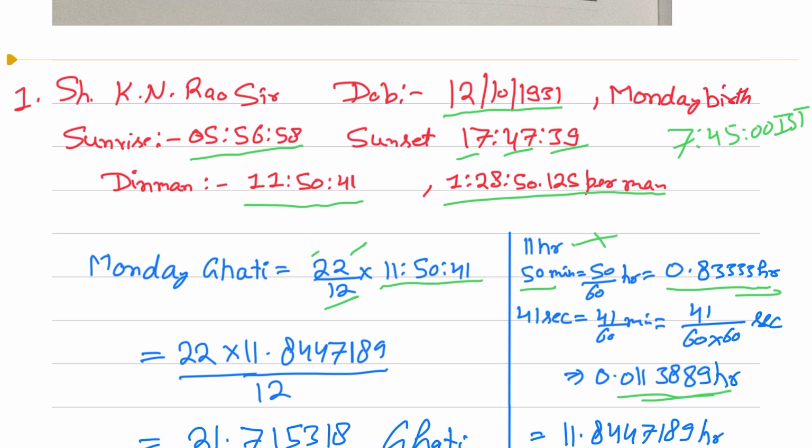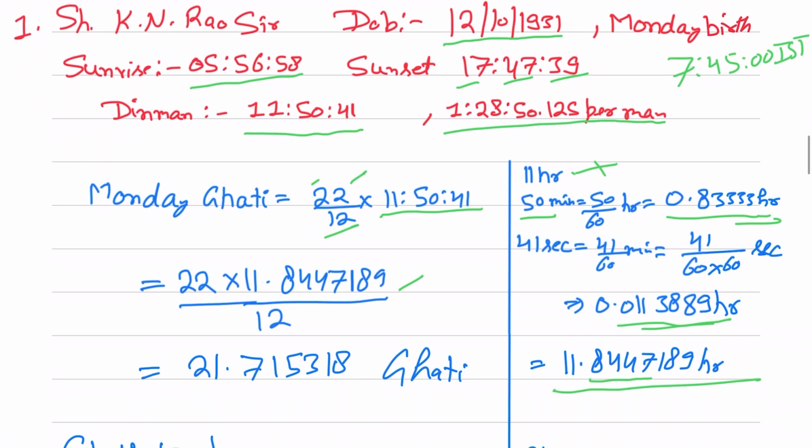It is better if you use more for better precision, but at least you should use four decimal values. So we multiply 22 into 11.844789 divided by 12. So we get the value as 21.71538 ghati for Monday.